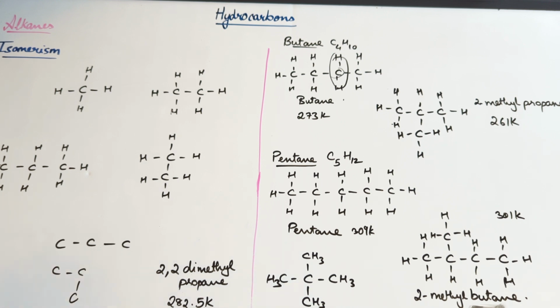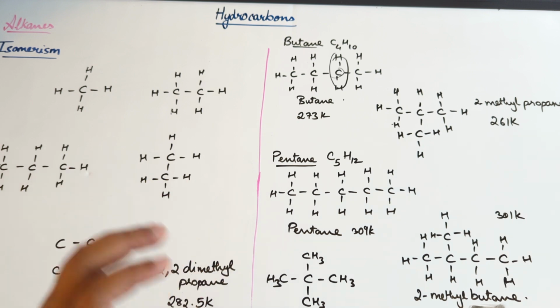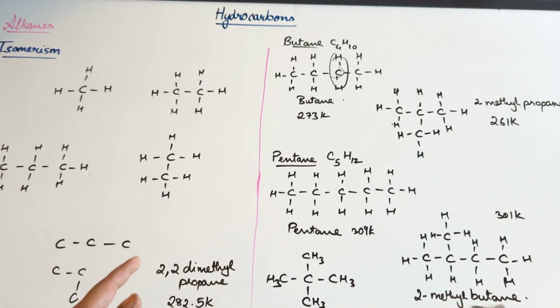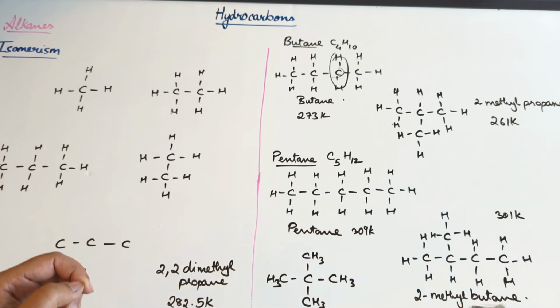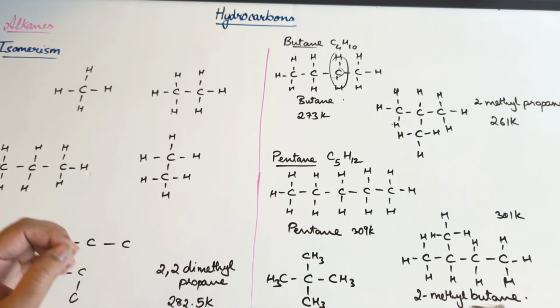So the above structures are the isomers of butane and pentane. And in each of these cases, if you notice, there is a difference in structure. And that's why they're called structural isomers. Not only that, if you notice, there is a difference in terms of chain length. So they're called chain isomers.